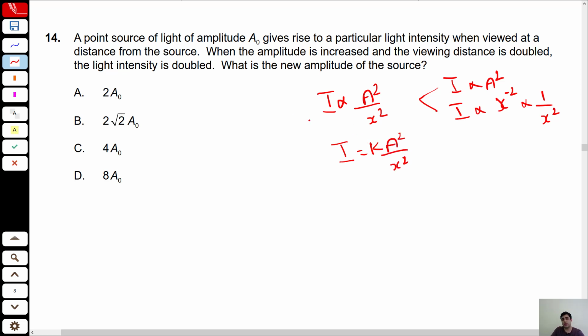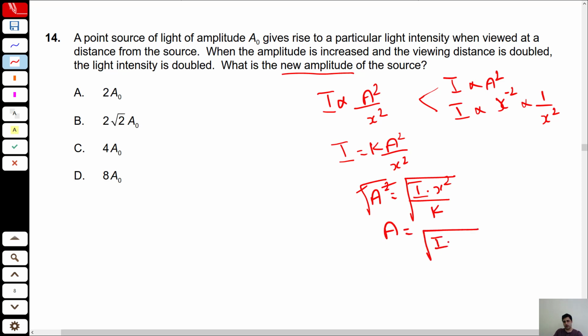Then we have a squared over x squared. Since we are trying to find the new amplitude, make the amplitude the subject of the equation. So a squared equals x squared goes to the other side, so we have amplitude squared equals I x squared over k. Now to get rid of this square, we have to take the square root on both sides. So amplitude will be equal to the square root of I x squared over k. So this is the equation that we will be using, amplitude in terms of intensity, displacement, and some constant.